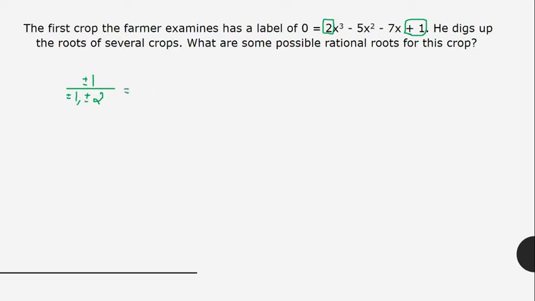So possible roots that we could have is a positive 1, a negative 1, because if we do 1 divided by 1, we would end up with a positive 1 or a negative 1. And then we also have a 2 there in the denominator, so we could have 1/2 or negative 1/2, because we got the positive or negative in front. So these are our possible rational roots for this crop.